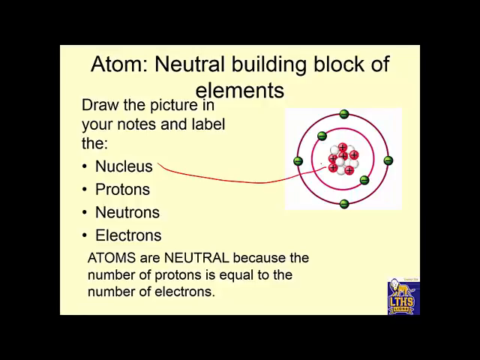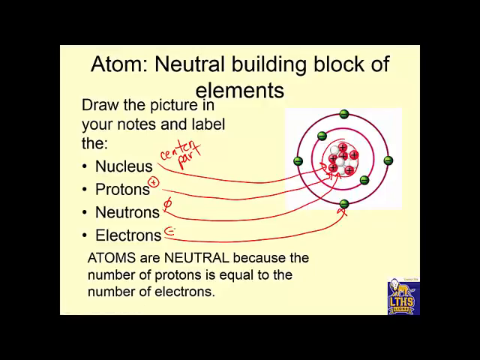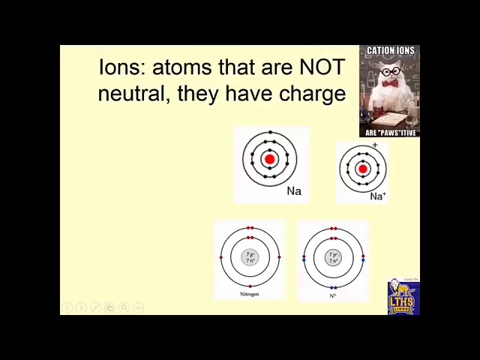The nucleus is the center part. The nucleus has protons. Protons are the positive parts. The neutrons are the neutral parts, no charge. And then the electrons are the negative parts. Atoms are neutral because their number of protons, 1, 2, 3, 4, 5, 6, equals their number of electrons, 1, 2, 3, 4, 5, 6. So why is an atom neutral? Because the protons equal the electrons.